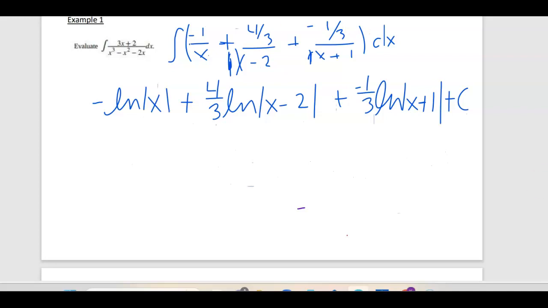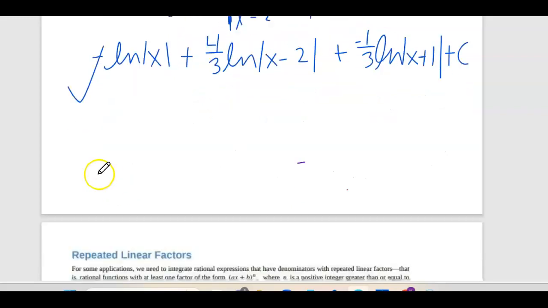It is possible for you to combine these with log rules if you want to. That's going to get a little bit messy. So for the sake of this video, we're just going to leave it like this.